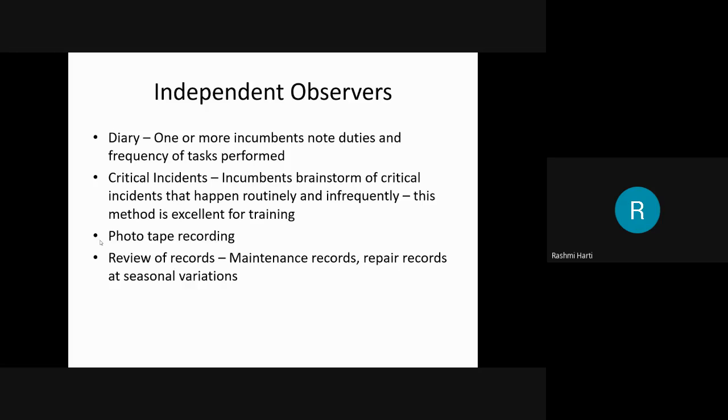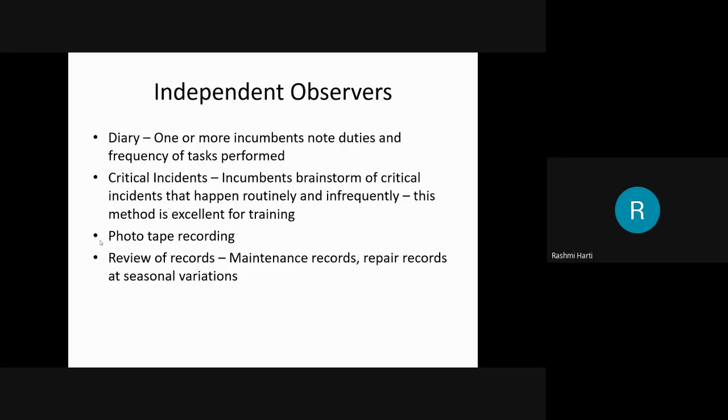Sometimes, in Big Bazaar or in Reliance, whatever it is, you go and speak to customers. You will have normal customers every day, but sometimes you will get very difficult customers. So that is one of the critical incidents. So how do you handle them? Everything is being observed. So this is the term, critical incident observations. Then photo or tape recording, probably there is a recording which is done of the activities conducted by the employee. Then review of records.